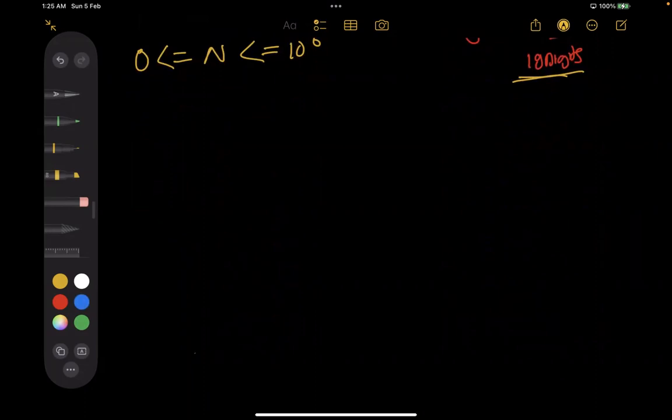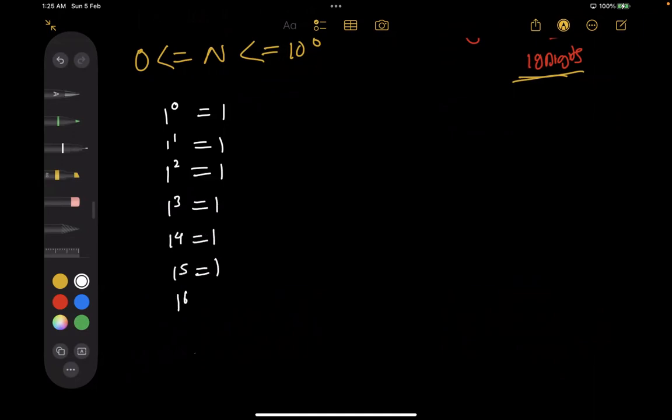So if I ask you what is 1 power 0, this is nothing but 1. 1 power 1 is 1. Let's take 1 power 2. This is also 1. 1 power 3. This is also 1. 1 power 4, also 1. 1 power 5, 1. 1 power 6, 1. 1 power 7, 1. 1 power 8, 1.